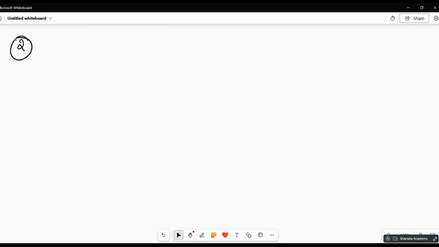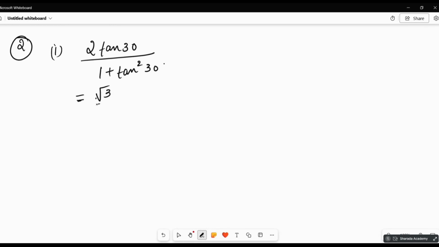Choose the correct option and justify your choice. First one: 2 into tan 30 degree by 1 plus tan square 30 degree. Do this now. Whatever answer you get, match with the options. You are getting root 3 by 2, so that is equal to sine 60 degree.